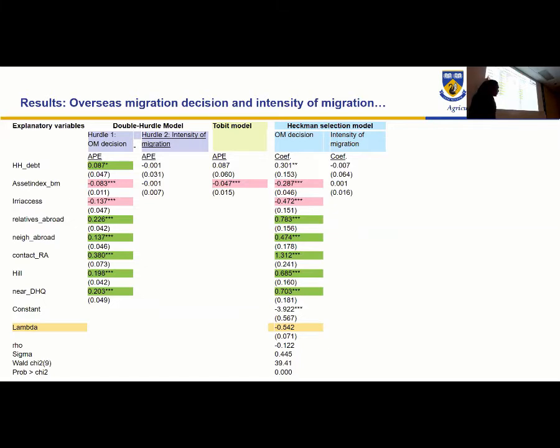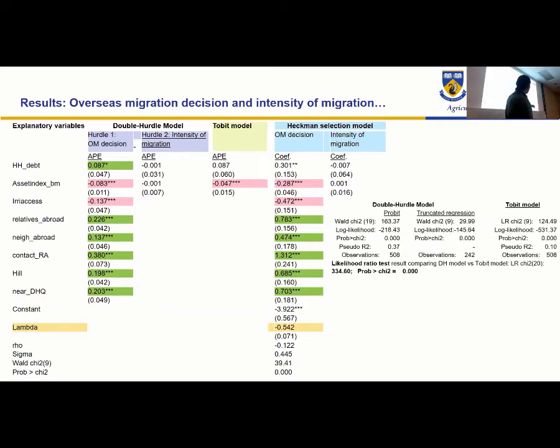Whereas those households who have irrigation access and also who are from wealthy, who are better off, or who have higher wealth status, they are less likely to migrate overseas. So these are the key results that we obtained in our analysis. And while checking with the recommended selection model, we did not find any significant effect. I mean, in this lambda, so this shows there is no selection bias issue. So that suggested to us that the double hurdle model is appropriate.